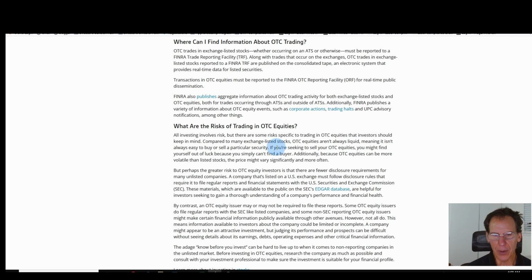All investing involves risk. But there are some risks specific to trading in OTC equities that investors should keep in mind. Compared to many exchange-listed stocks, OTC equities aren't always liquid, meaning it isn't always easy to buy or sell a particular security. If you're seeking to sell your OTC equities, you might find yourself out of luck because you simply can't find a buyer. Additionally, because OTC equities can be more volatile than listed stock, the price might vary significantly and more often.